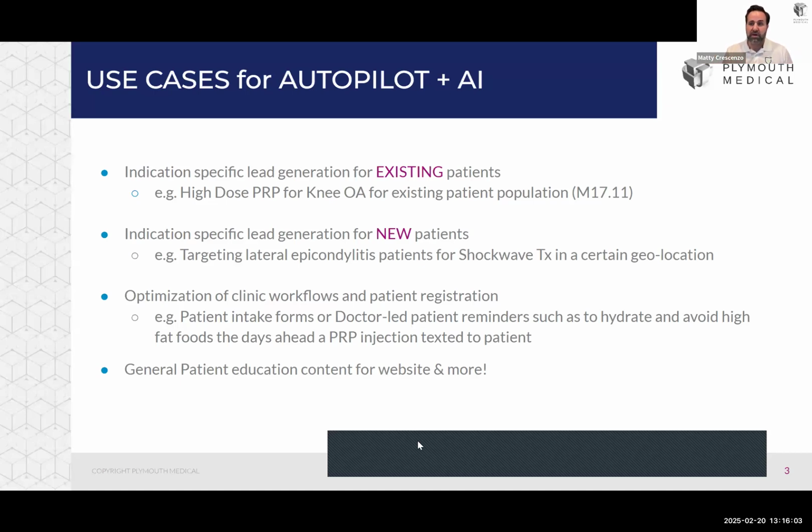So the Autopilot system in that CRM, think about something as simple as, okay, patient Googles, right? They Google, okay, I have partial rotator cuff tear or shoulder pain, right? And they're looking for a doctor near them, right? Or it could be knee pain, whatever the condition might be. They come across a blog post, they come across a website page.